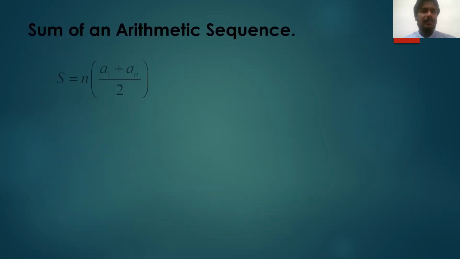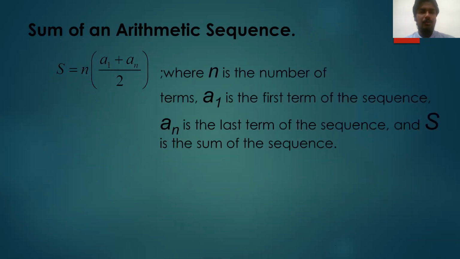Sum of arithmetic sequences. S is equal to n times (a_1 plus a_n) divided by 2, where n is the number of terms, a_1 is the first term of the sequence, a_n is the last term of the sequence, and S is the sum of the sequence.